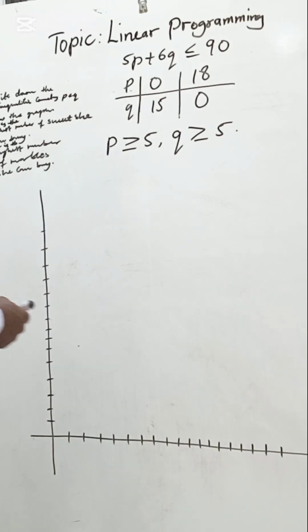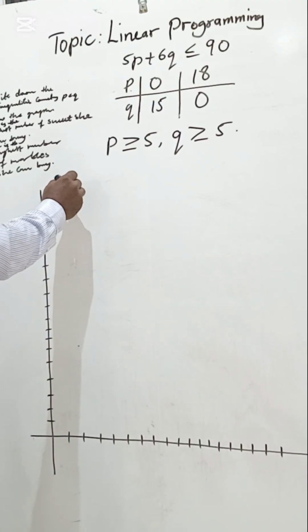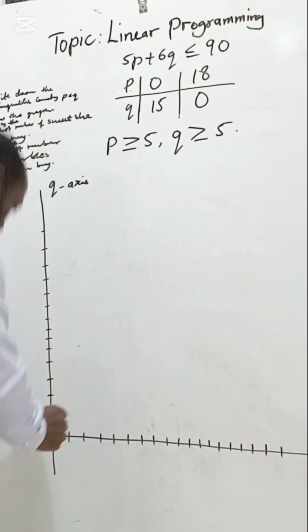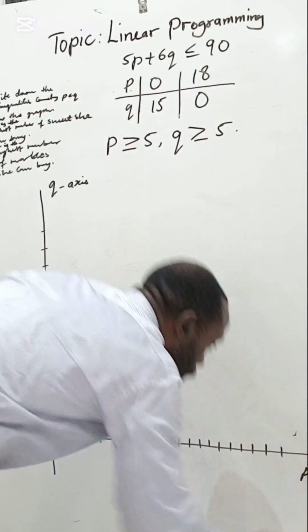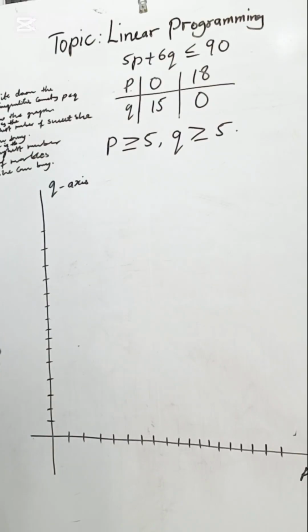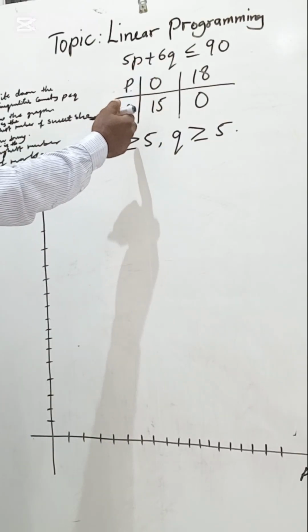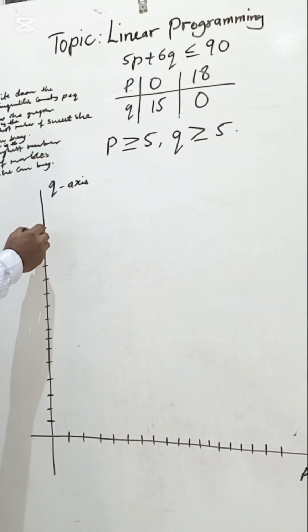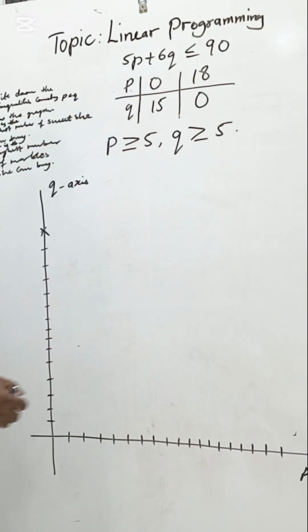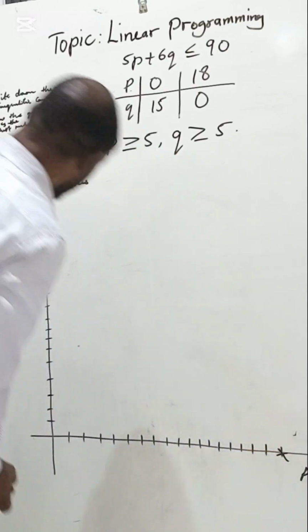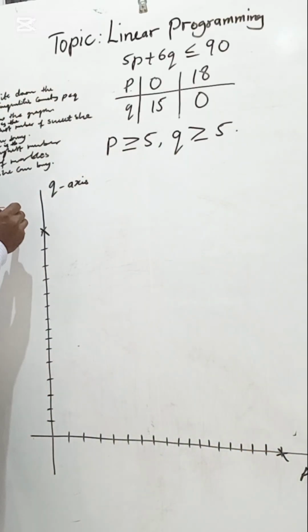So let this be the Q axis. Let this be the P axis. At the point where P is 0, Q is 15. At this point here. At the point where P is 18, Q is 0. That is this point here. So I'm going to draw a straight line to join both points.